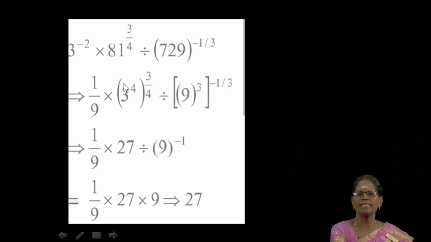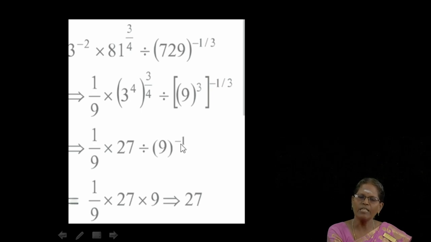Now this index is coming in the form of a to the power m, the whole power n. So what happens? We have to multiply this 4 with the 3 by 4. So 4 can be cancelled and we will be getting only 3 cube. 3 cube is 3 into 3 into 3. So we are having 27. And here also again a to the power m, the whole power n. So m and n can be multiplied. So now we are getting only 9 to the power minus 1.